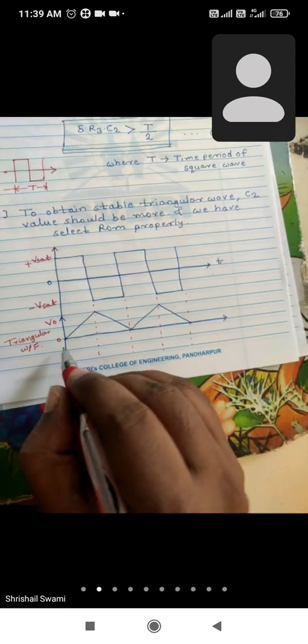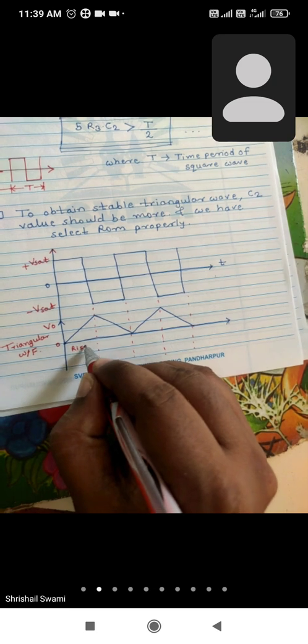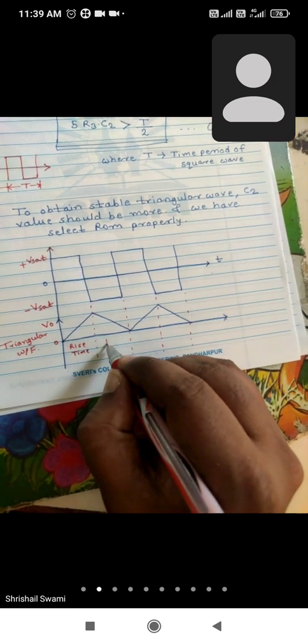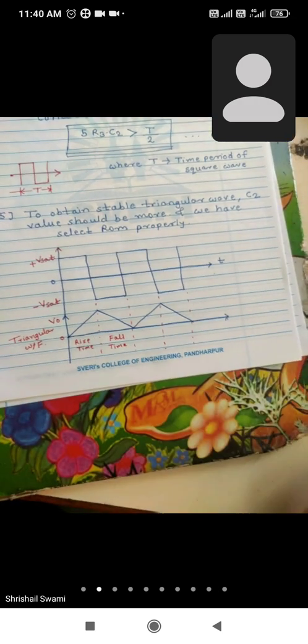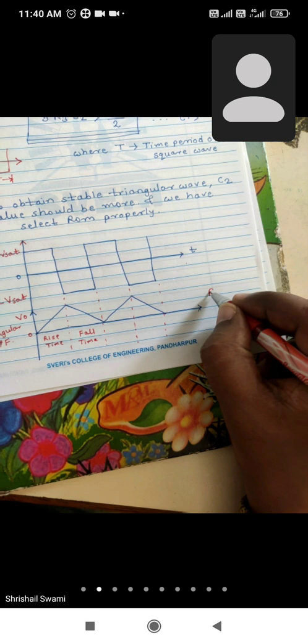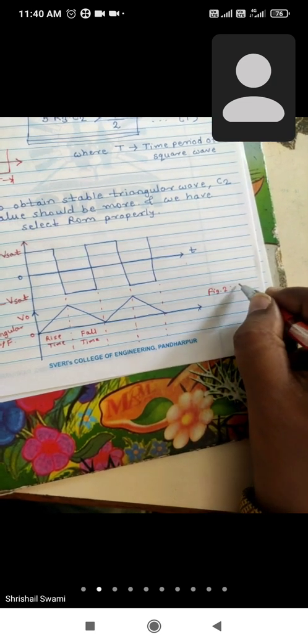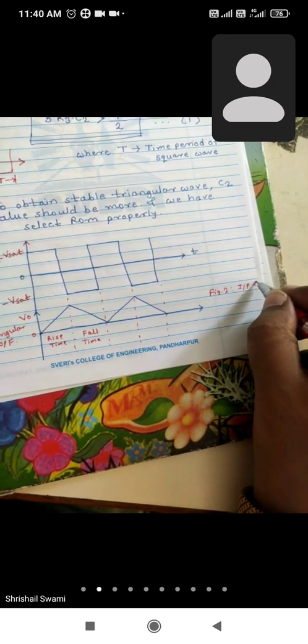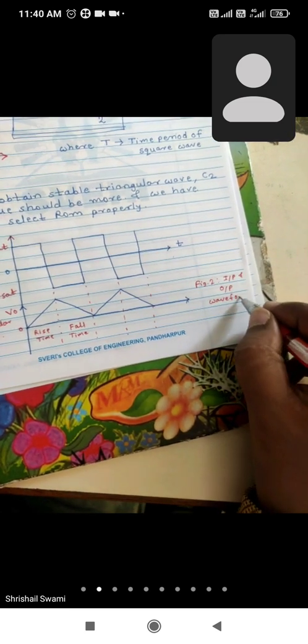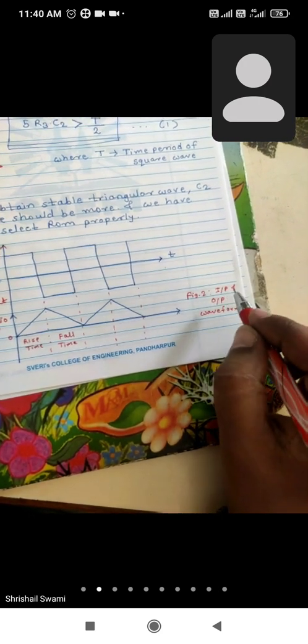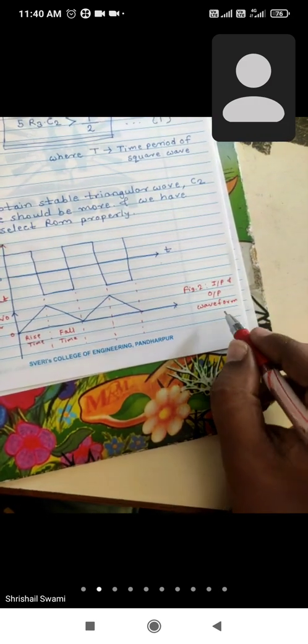Here the rise time is equal to the fall time. That's why it is called triangular. If it is not equal, then it is called a sawtooth waveform. This is figure number 2, the input and output waveform. Actually, it is not called the input, but the input for the integrator circuit is taken as a square wave. This is circuit 1, its working and waveform.